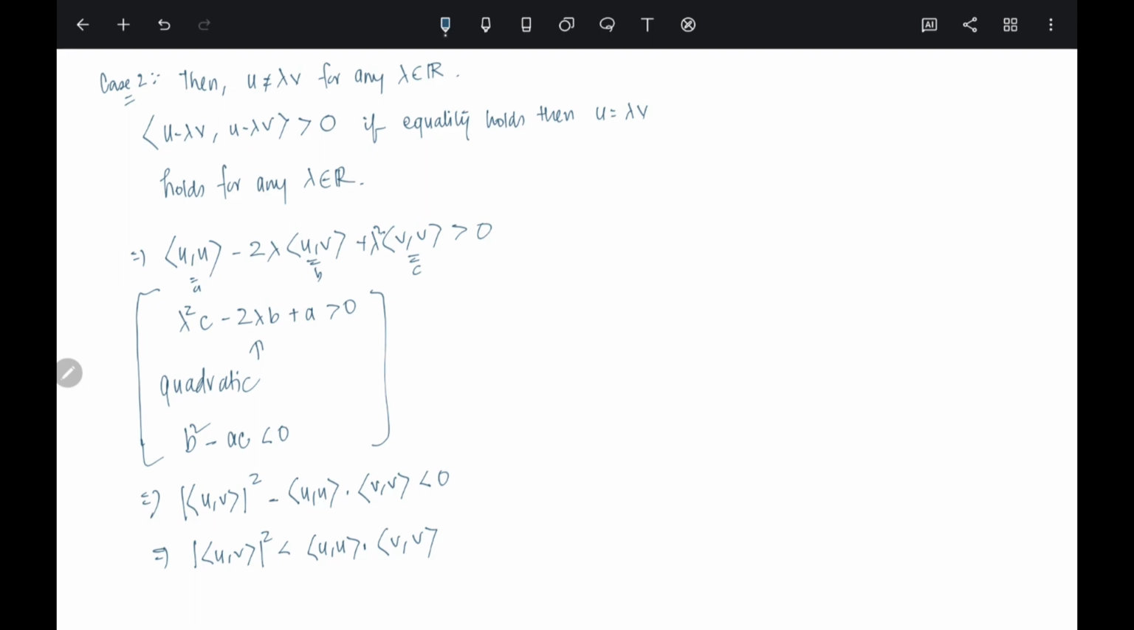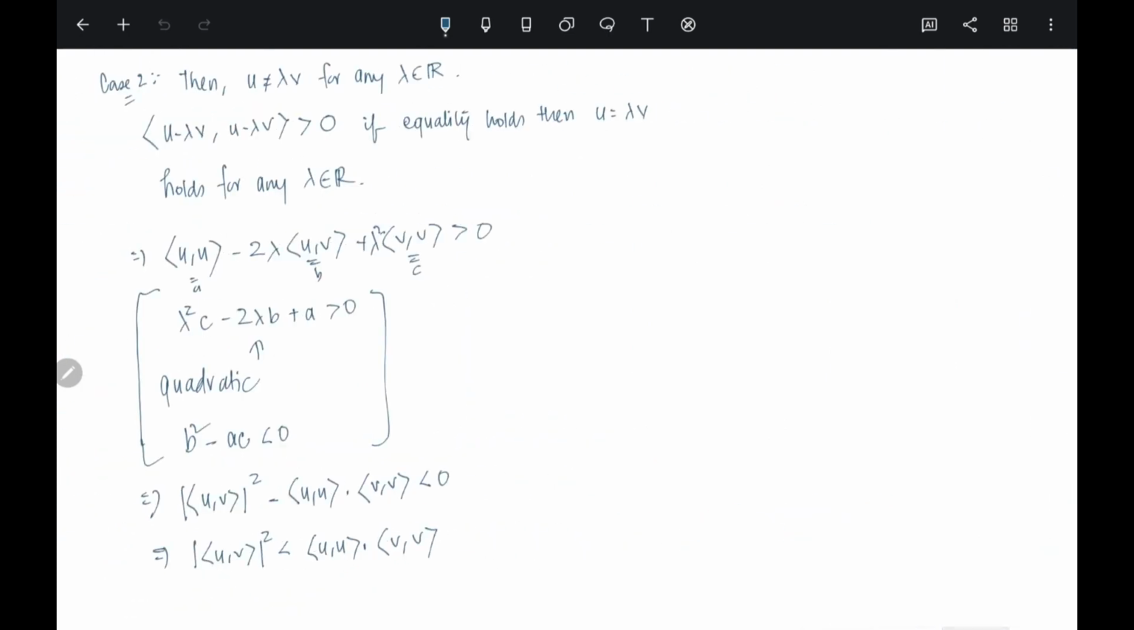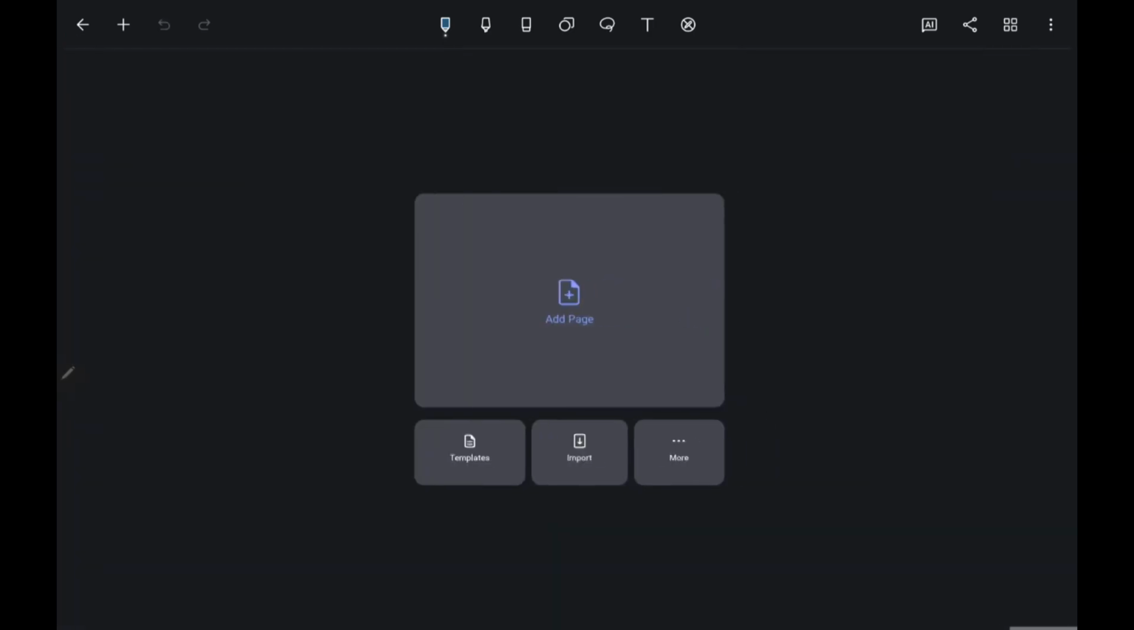So the strict inequality holds here. Hence, when they are dependent, the equality holds, and when they are independent, the strict inequality holds, and hence we have this Cauchy-Schwarz inequality. So is that clear that the Cauchy-Schwarz inequality holds in an inner product space? And of course if it is a normed linear space, then you can write it in terms of norm. So that is there, right?